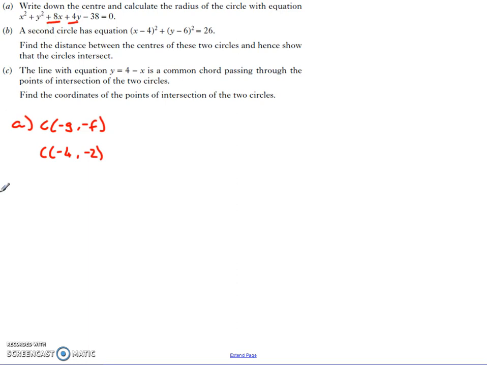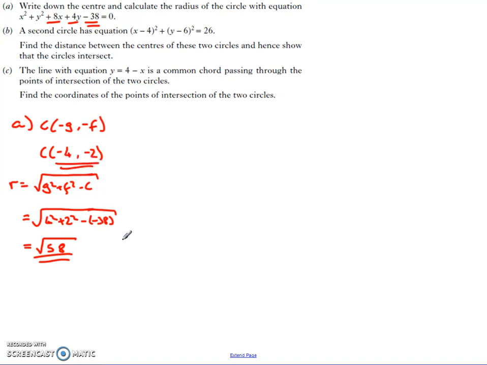I can then calculate the radius using the formula we actually mentioned in the previous question, the square root of g squared plus f squared minus c. Now c in this case, remember, comes from that final part there. So I get the square root of g squared, so 4 squared, plus f squared, which is 2 squared, take away -38. So 4 squared is 16, plus 2 squared is 4, 16 plus 4 is 20, minus -38, so it's plus 38, so I get 20 plus 38, which is equal to the square root of 58. So that's my first part, that's part A. I've got my radius, I've got my centre, I'm sorted.